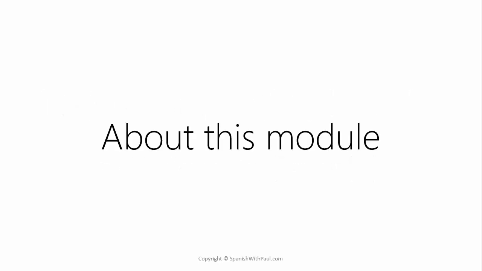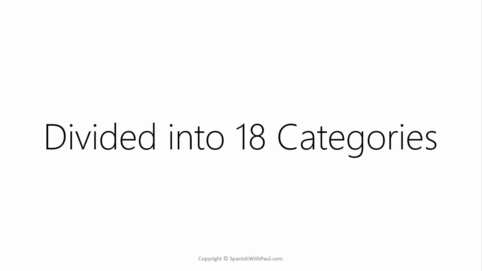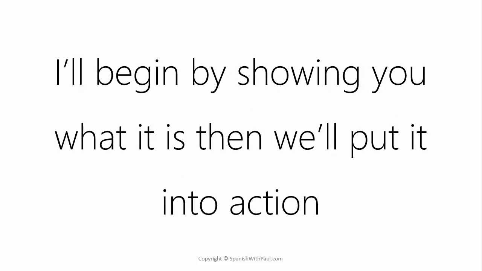The module that we're about to go through is all about tapping into the abundance of free Spanish vocabulary that we inherit through being native English speakers. Now, I've divided these cognates, which consist of thousands of words, into just 18 categories. And there's a simple key to unlock each category of cognates. So I'm going to begin by showing you what it is, and then we'll put it into real life action by converting lots of example words from English into Spanish using the key that I'll give you.